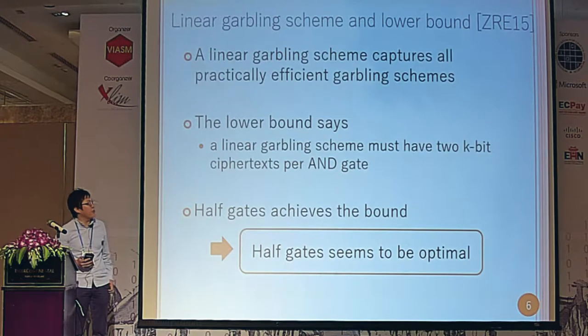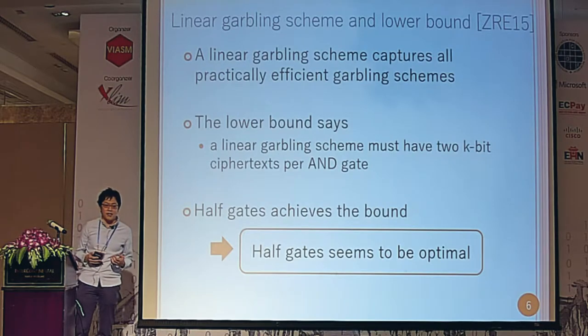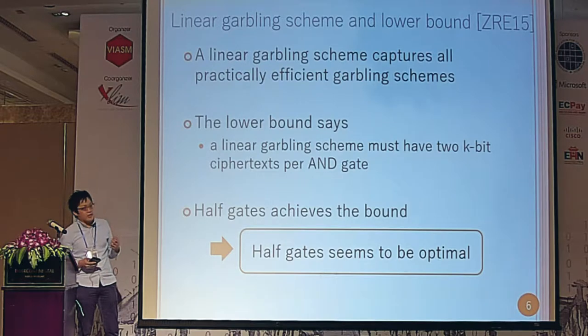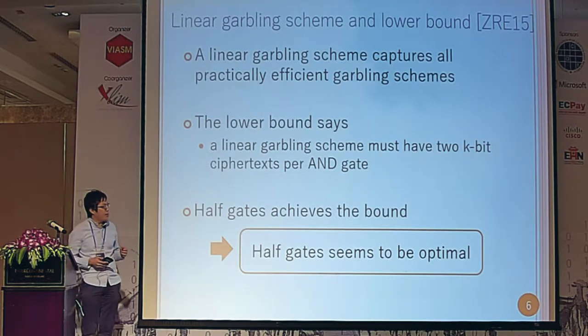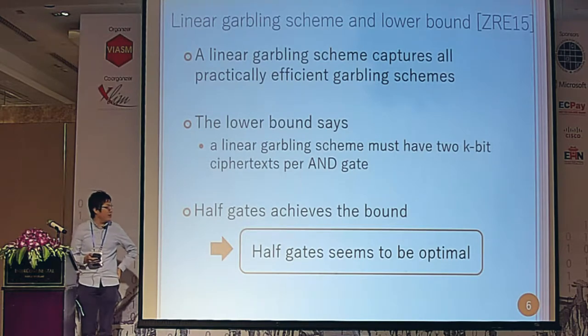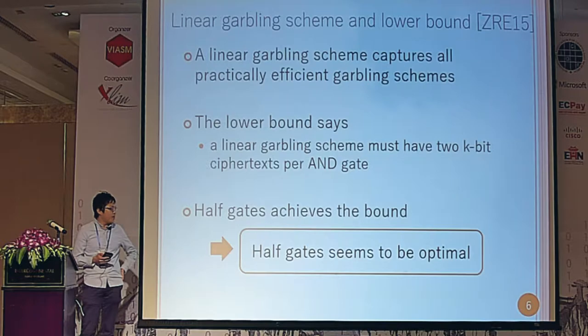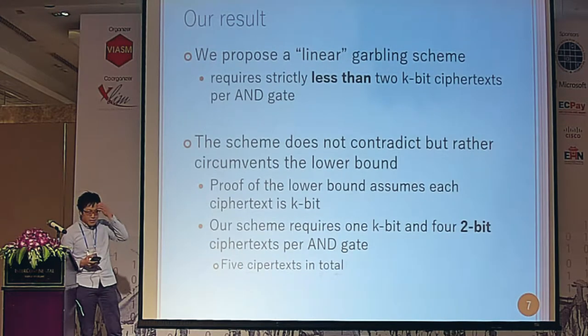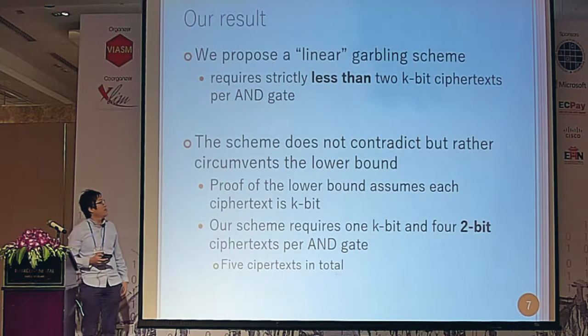In addition to proposing the half gate scheme, Zahur et al. also proposed a lower bound on the size of garbled circuits. They first define a linear garbling scheme that captures all practically efficient garbling schemes. They prove a lower bound saying that a linear garbling scheme must have 2 k-bit ciphertexts per AND gate. And of course, as shown on the previous slide, half gates achieve the bound. So half gates seem to be optimal from the lower bound. However, in this paper, we propose a linear garbling scheme that requires strictly less than 2k bits of ciphertext per AND gate.